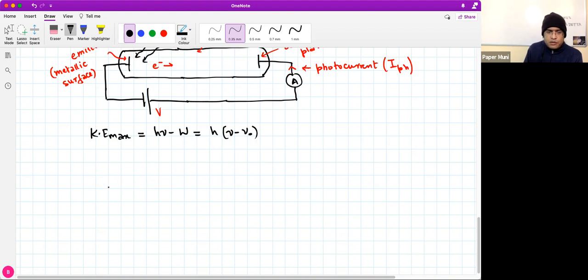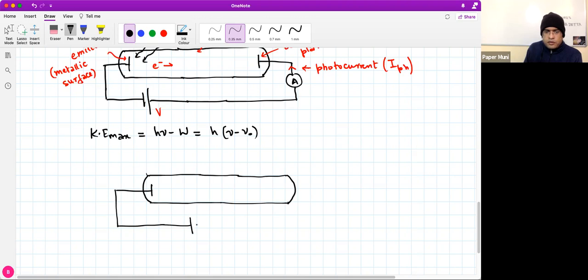So the next experiment setup is that we reverse the polarity of the potential applied. This is a vacuum tube again. We are reversing the polarity, and we are also adjusting the voltage in such a way as to get a zero photocurrent in the circuit. The IPH direction is still this way until it becomes zero in the circuit. Everything else is the same.